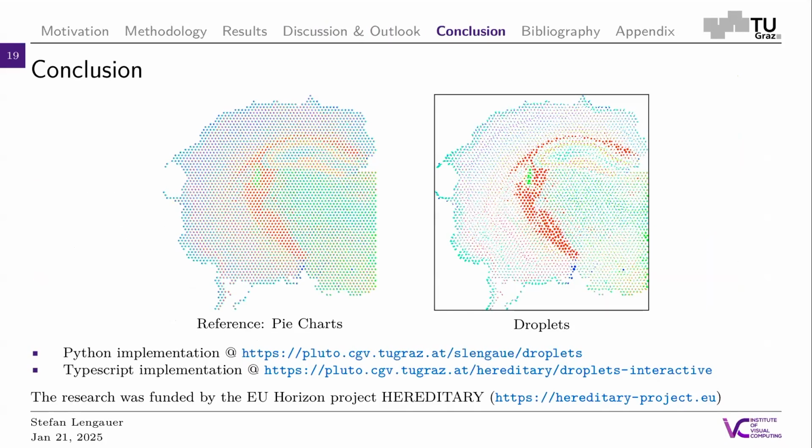All right, this brings me to the end of my talk. To summarize, I think our design shows quite promising results for the given problem. We have both a Python and a TypeScript implementation. Here you have the respective links. The TypeScript implementation is not yet online, but should be there eventually.